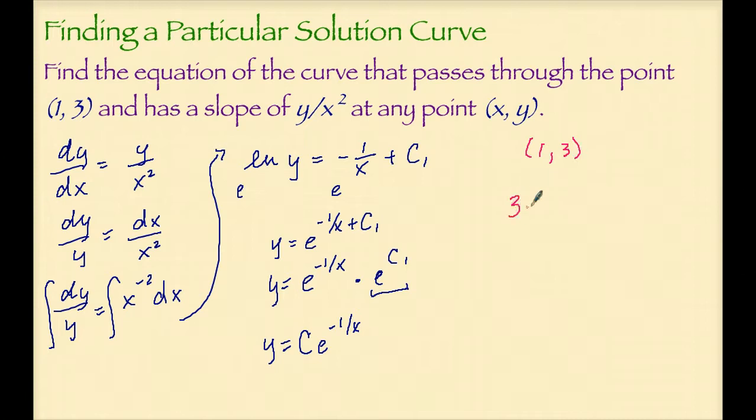Therefore, when y is equal to 3, we'll have c e to the negative 1 over 3 equals C over E, which means that C is equal to 3E. Therefore, my particular solution will be y equals 3E times e to the negative 1 over x.